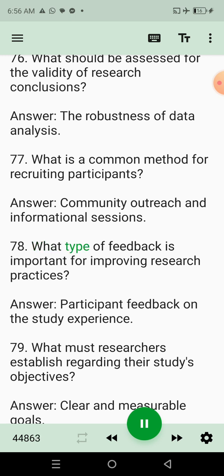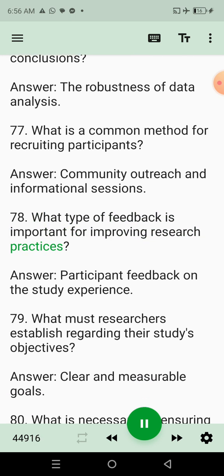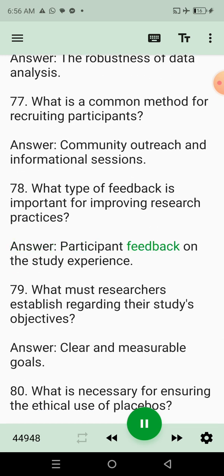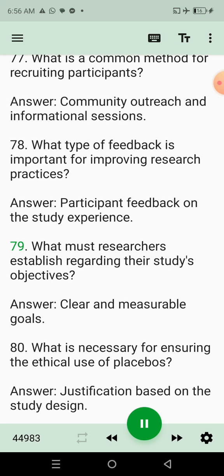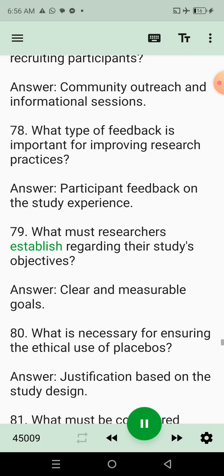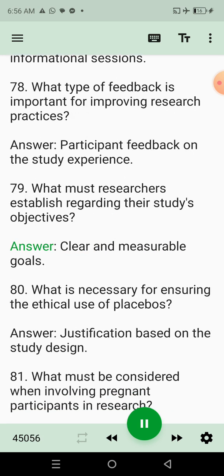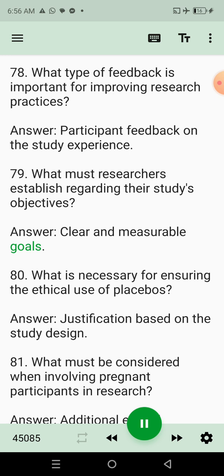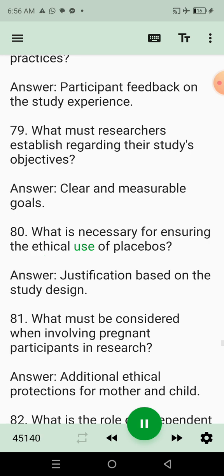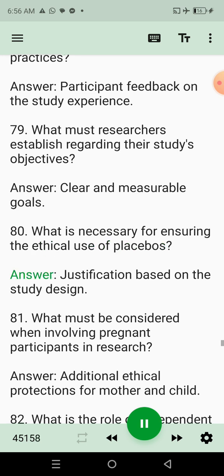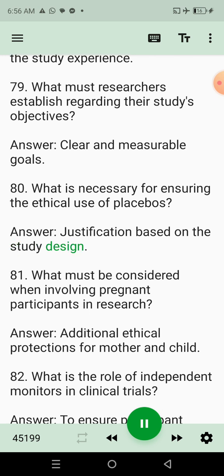78. What type of feedback is important for improving research practices? Answer. Participant feedback on the study experience. 79. What must researchers establish regarding their study's objectives? Answer. Clear and measurable goals. 80. What is necessary for ensuring the ethical use of placebos? Answer. Justification based on the study design.